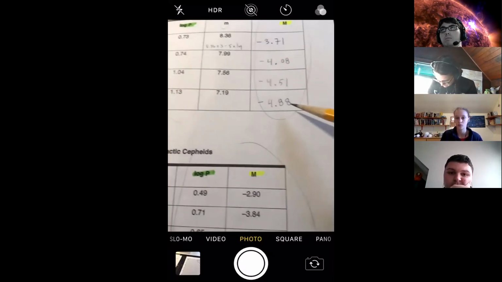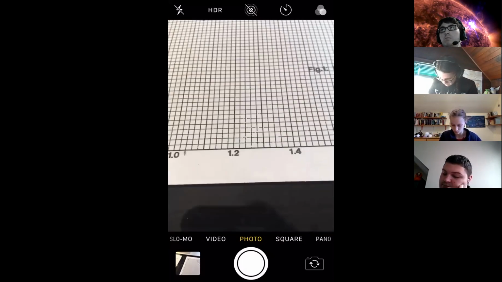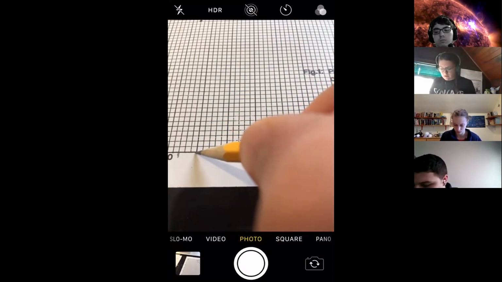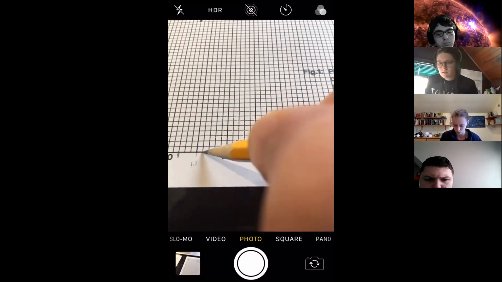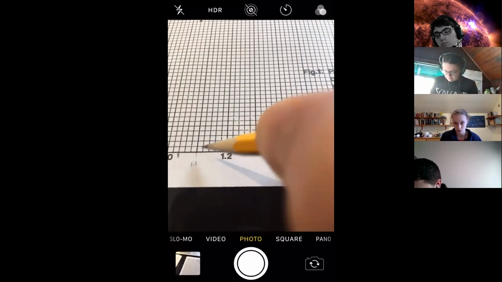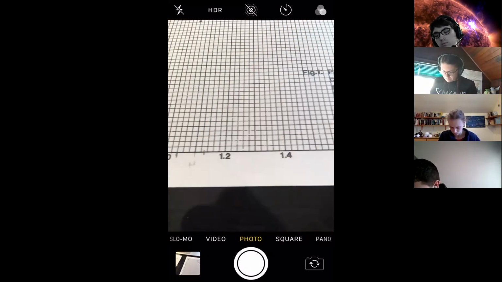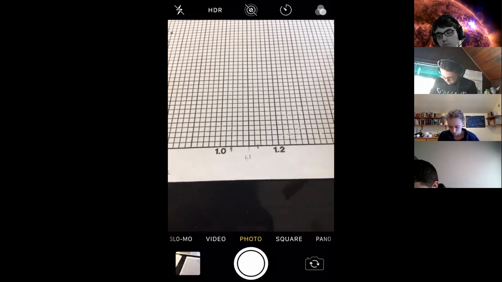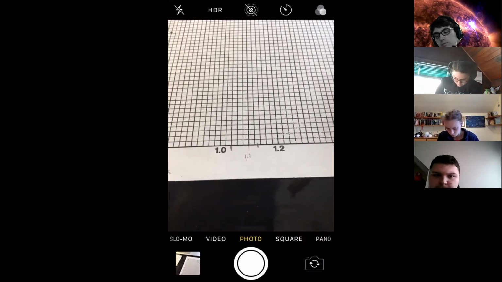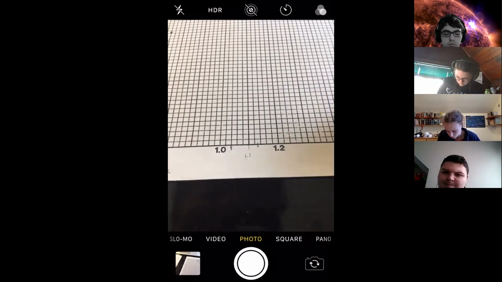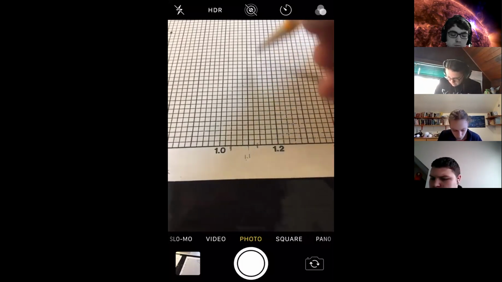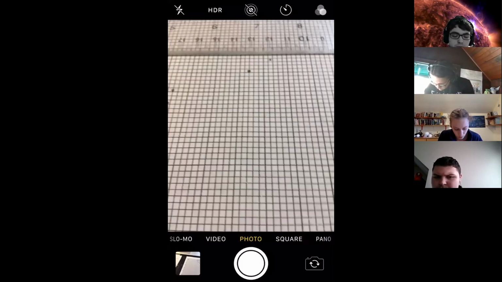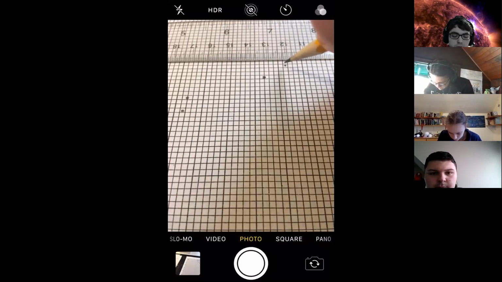Positive 1.13, negative 4.88. 1.1. 1.12, 1.13 is right there. And then 4.88 is close to 4.9. So I'm going to go across at 4.9. So those are my first four.